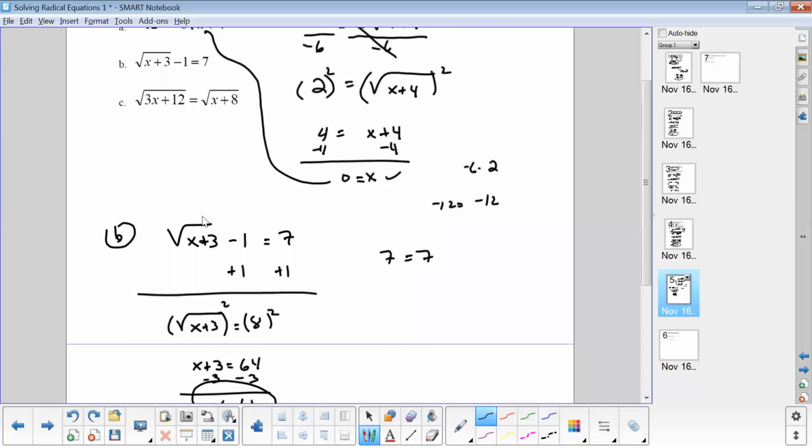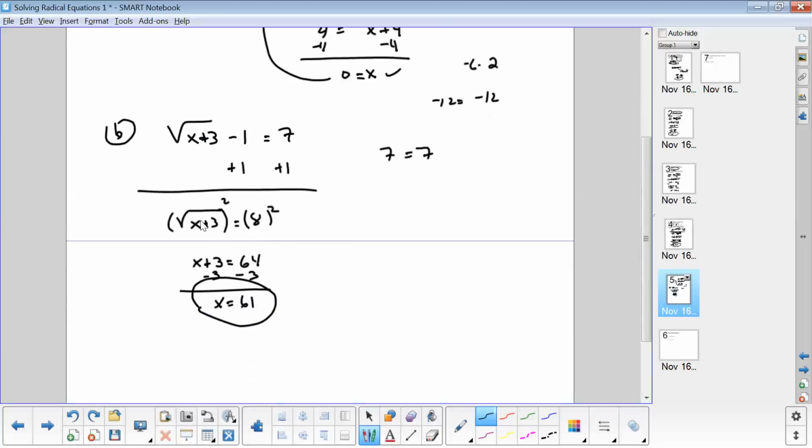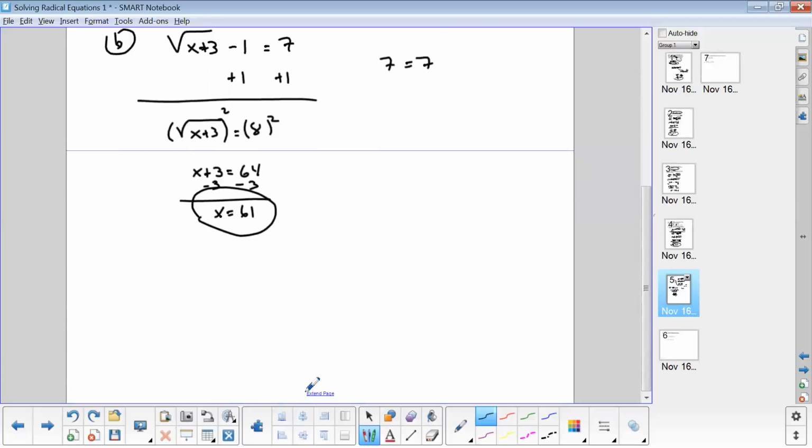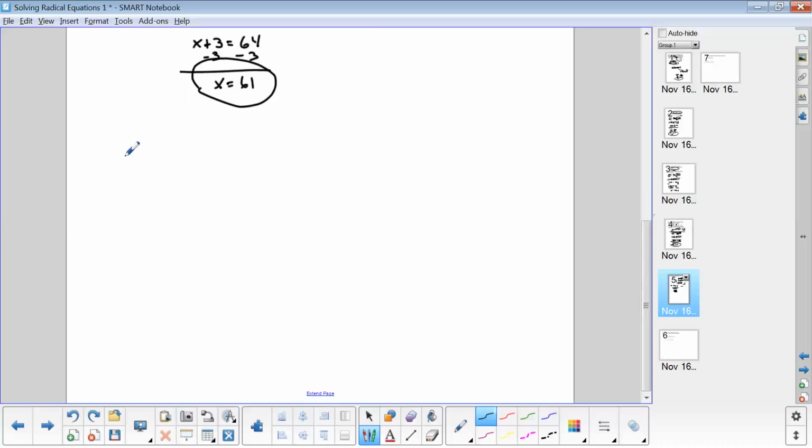And then this next one, I have two radicals. So part C would be the square root of 3x plus 12 is equal to the square root of x plus 8. And I've got variables on both sides. I also have radicals on both sides. So in order to get rid of that, I want to square both sides.